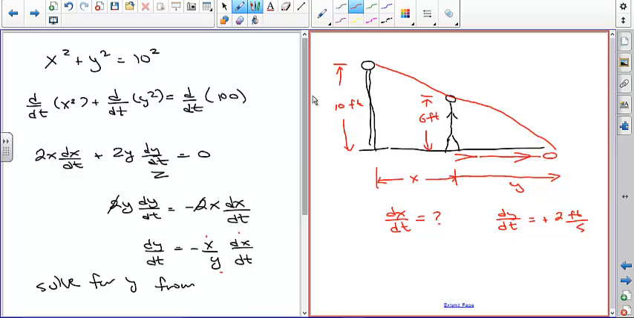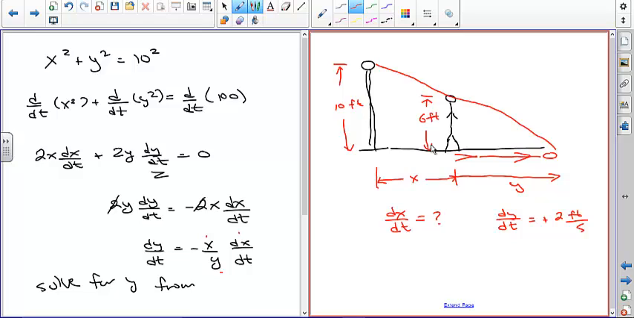The speed he's walking is going to be, if you measure the distance from the light pole, the light pole is not moving. So if you measure the distance relative to that fixed point, that is his position, and therefore the rate of change of his position is going to be his speed.